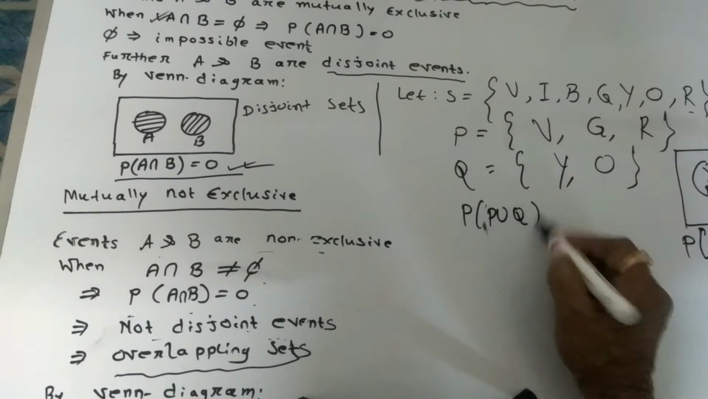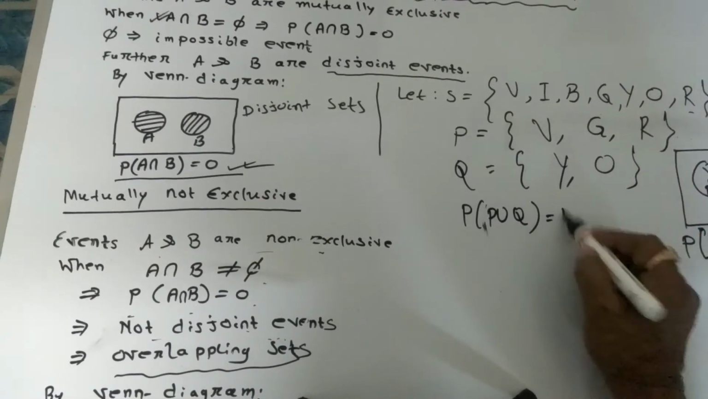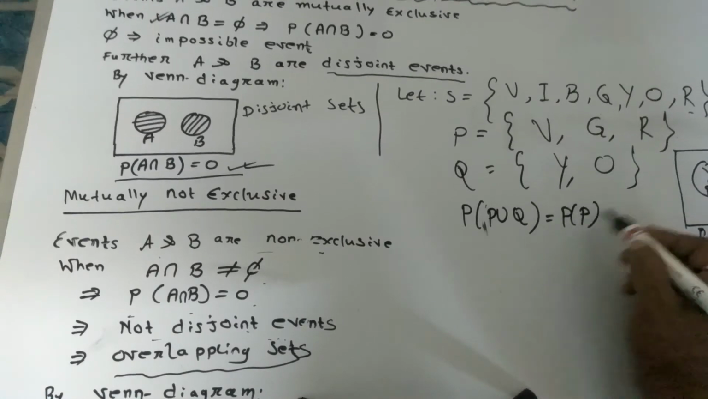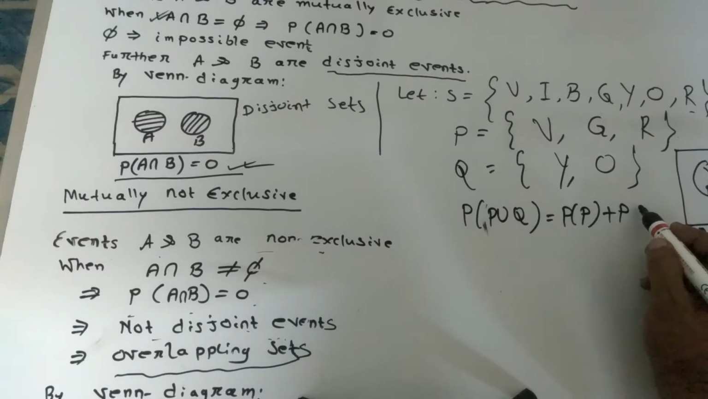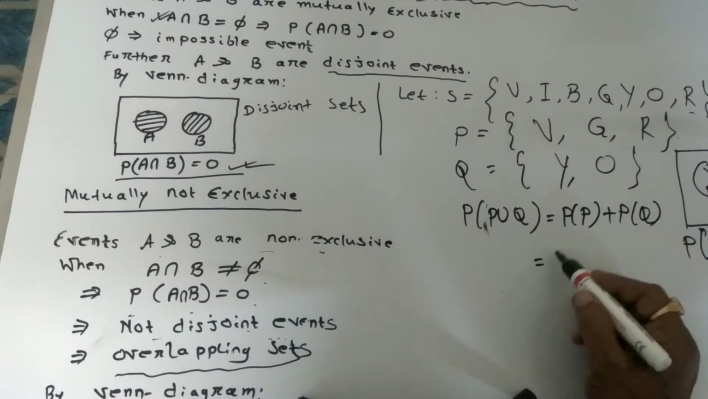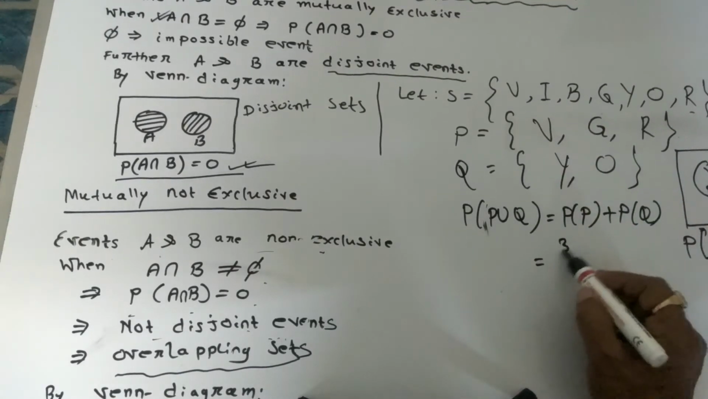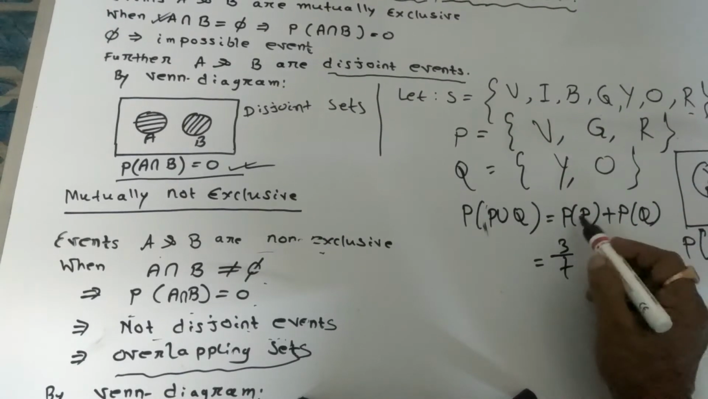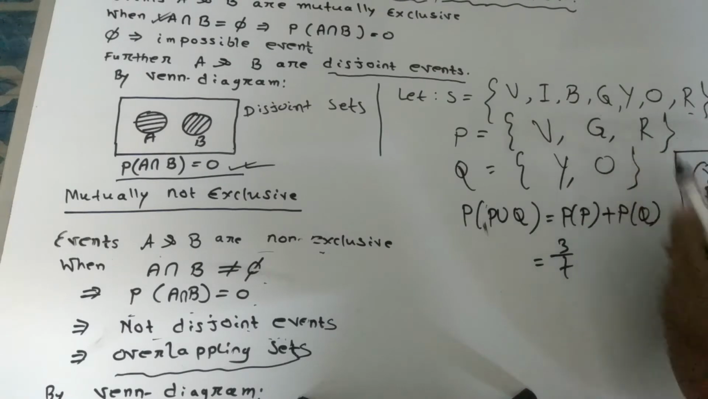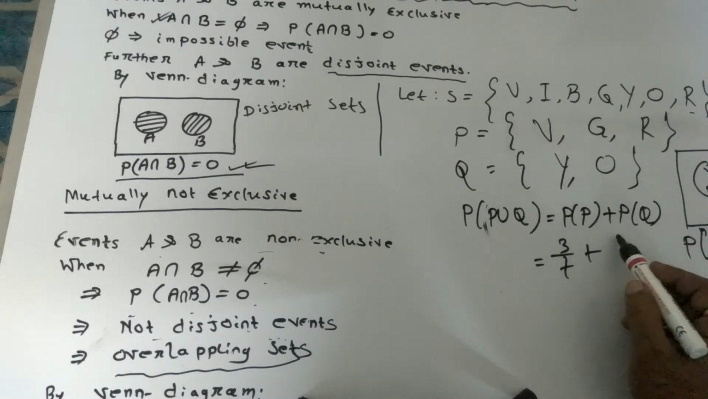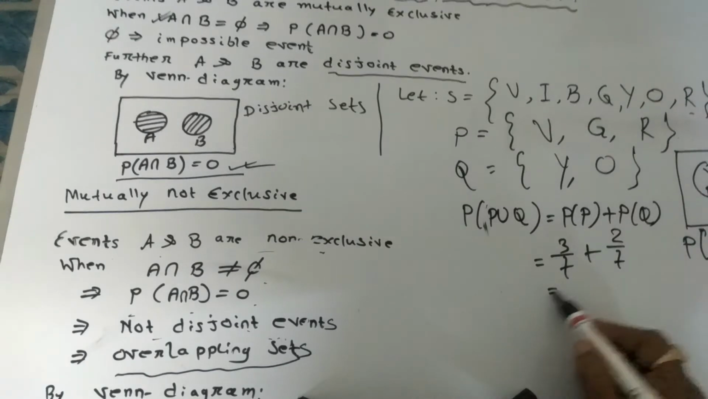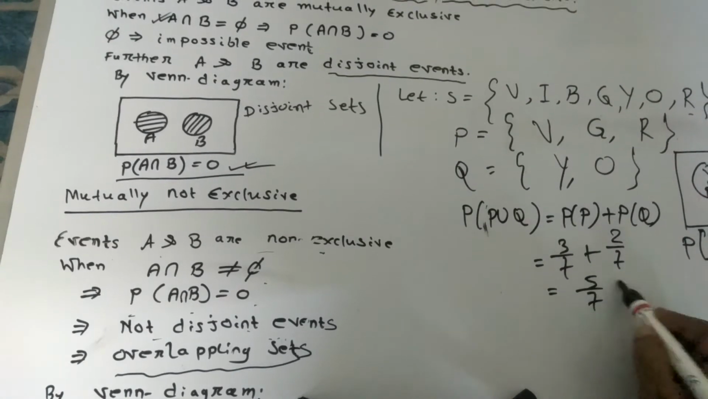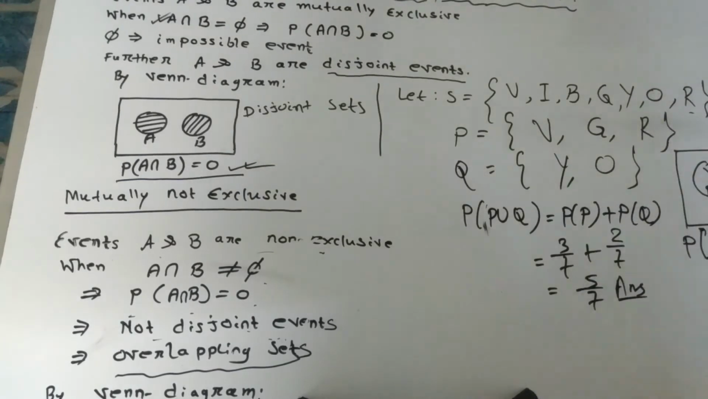So always take the union. The law of addition is applied here, and the multiplication law is applied for independent events, which I shall discuss later. So nothing is common, just add 3 out of 7 and 2 out of 7. So 5 by 7 is the answer. Got it.